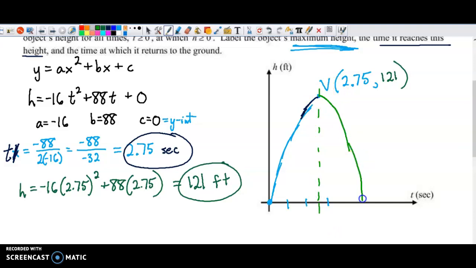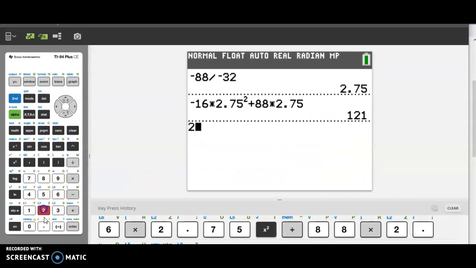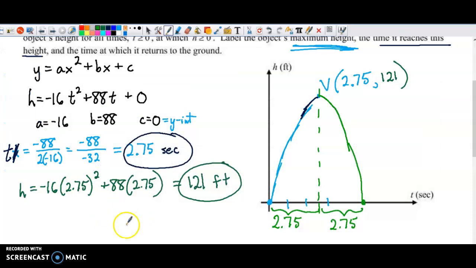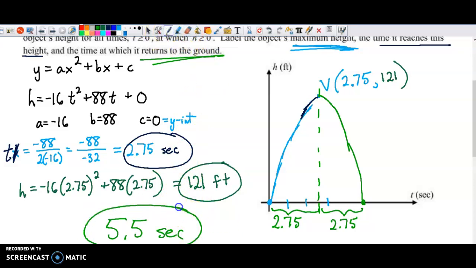Well, how much time would it take to get back to Earth? 2.75 this way would also need to be another 2.75. So what I could have done is just add those two together, or double 2.75. So it would take 5.5 seconds. So 5.5 seconds to get back to the ground. The other way to do this would be to set the equation equal to 0, and then you could factor and solve. Okay, so if you wanted to, you could set that equation equal to 0, factor, and solve.